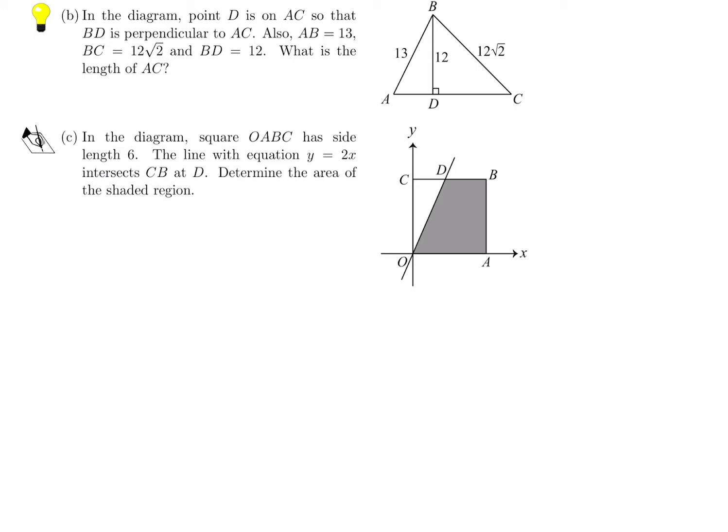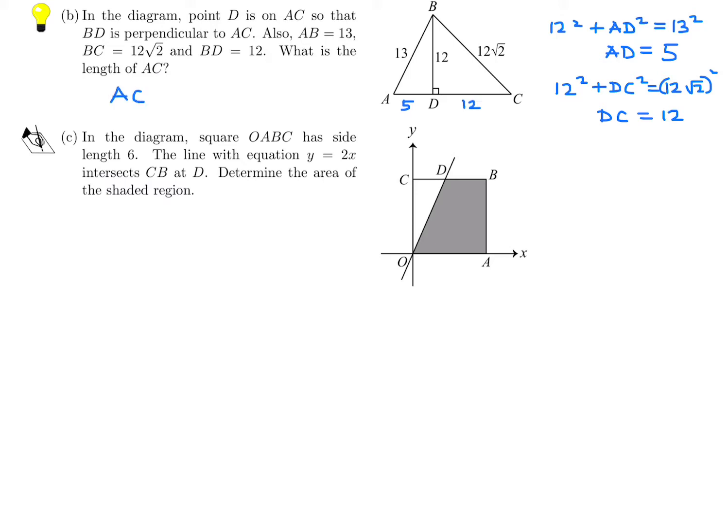Well, I got a couple of Pythagorean relationships here. The first one would be to figure out AD. So 12 squared plus AD squared would be equal to 13 squared. And if you do that math, you get AD is equal to 5. So let's put that there, 5. And then the other Pythagorean relationship is 12 squared plus DC squared is equal to 12 root 2 all squared. And if you do that math, you get DC is equal to 12. So they have asked you for AC, which is AD plus DC, and that is 5 plus 12, which is 17.